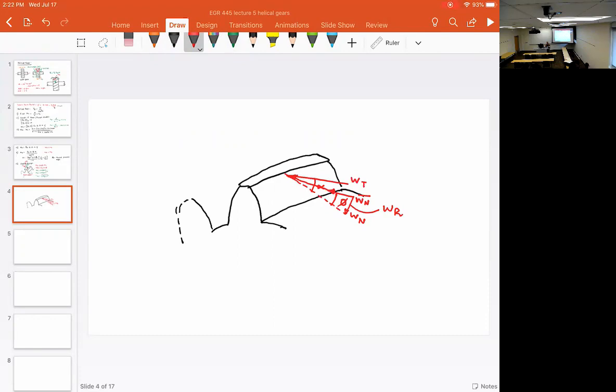Okay. This force diagram, I just want to make sure that everybody understands the forces that we are having here. One thing that I want you to recognize is that there is going to be a tangential load, and there is going to be an axial load, which is the component of Wn in this direction. So this is Wa.